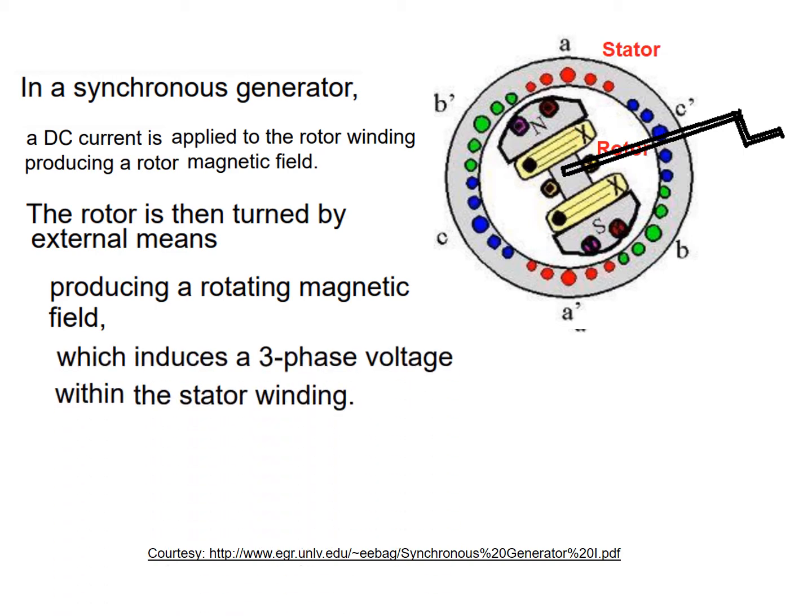And that rotating magnetic field induces a three-phase voltage within the stator winding. So now you can see three colors representing three-phase windings. So now a three-phase voltage is induced in the stator winding.